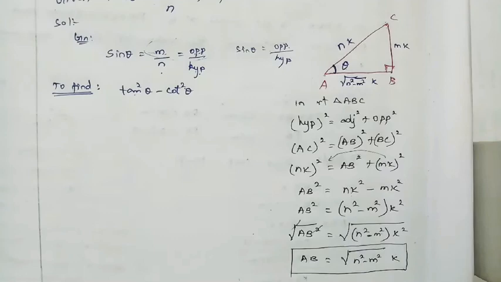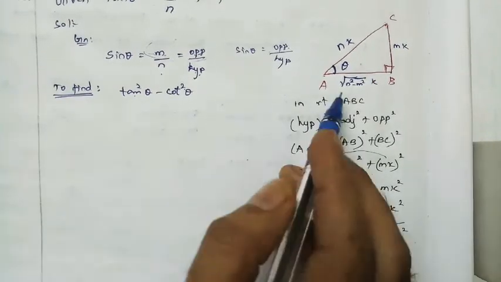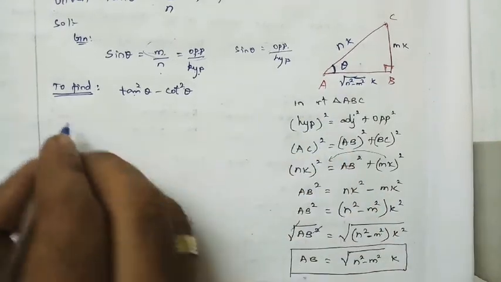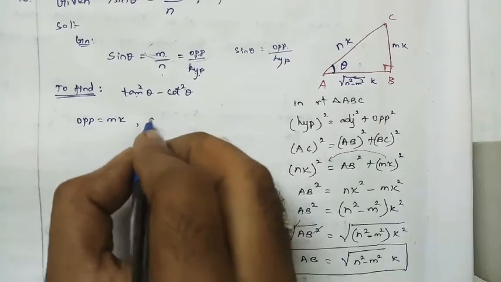Now we got the length of AB, BC and AC here, right? What is the length of AB? Or directly you can write the opposite, adjacent side and hypotenuse. What is the opposite side? Opposite side is nothing but mk, and the adjacent side is nothing but what is it?